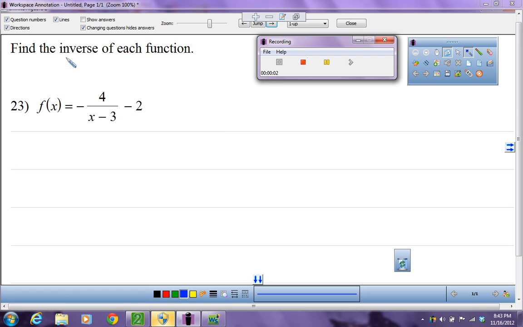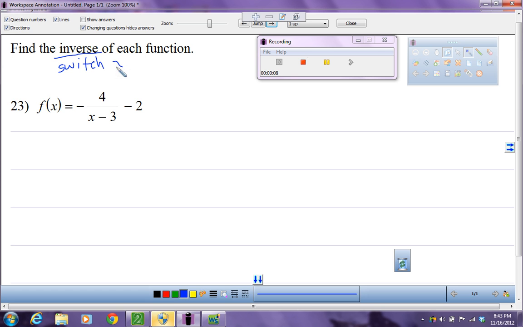Okay, here's another inverse problem. Again, we said inverse. We're going to think of switching the x and the y and then solve for y. But first we have to identify who our y is. So when we say f of x, that's our y. And over here you have another letter, which is the x, another variable. And that happens to be your x. So you're switching your x and y. The x would be your input and your y would be your output.